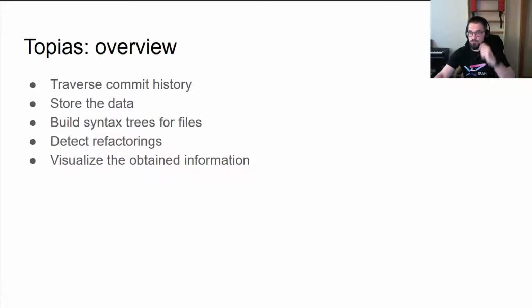In this work, we present Topias, a plugin for IntelliJ IDEA. Its general pipeline is as follows. Read the commit history and store it internally to prevent recalculations on each IDE restart. Build syntax trees for each file and each commit's content. Detect refactorings in order to update the internal model correctly. And finally, show the obtained change frequency data in the IDE editor.